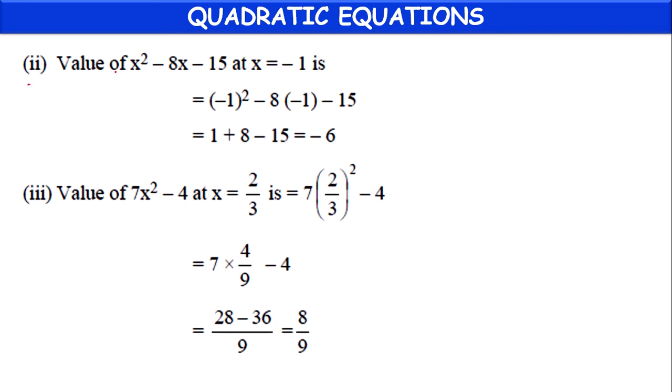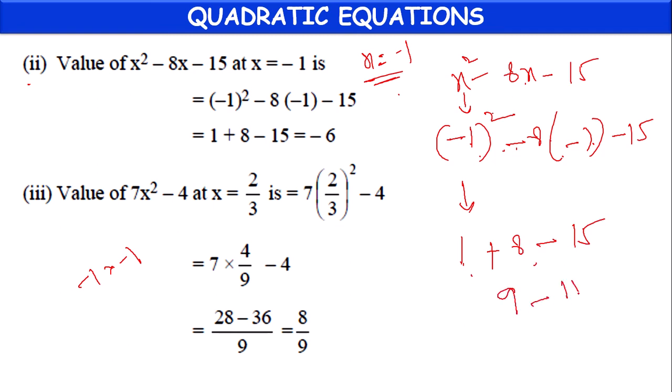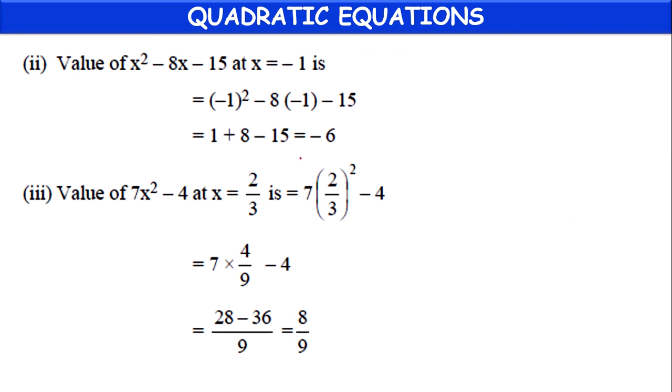So in the second example, the value of x square minus 8x minus 15 when x equal to minus 1. In the place of x, we have to keep minus 1: minus 1 whole square minus 8 into minus 1 minus 15. Minus 1 whole square means minus 1 into minus 1, it will become plus 1. No need to mention plus. Minus into minus is plus 8, so 1 plus 8 is 9, minus 15. 9 minus 15 means minus 6. Minus 6 is the answer.